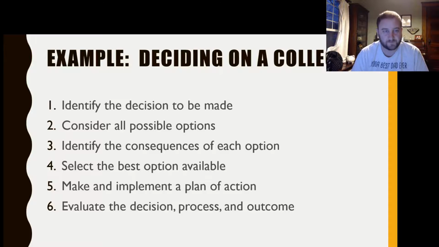An example of a major decision is deciding on a college. Let's use this decision-making process to evaluate our options for deciding on a college. So the first one, identify the decision that has to be made. You're trying to decide on a college to go to. Let's say you're a senior in high school, or a junior even, junior or senior in high school, you're trying to decide where you're going to go to college.